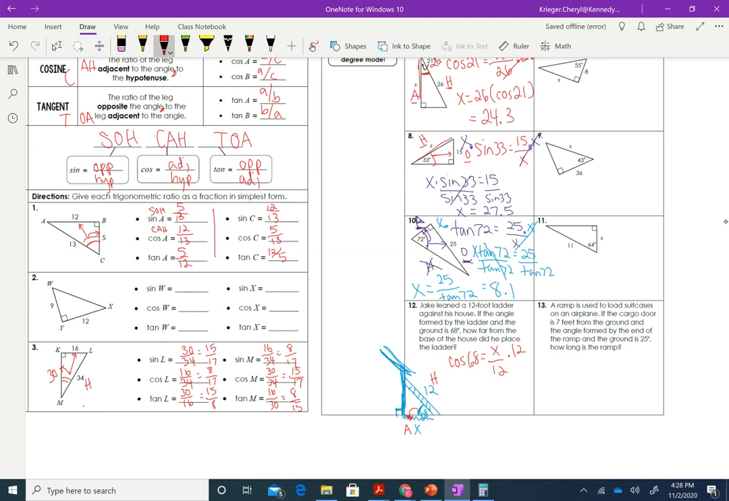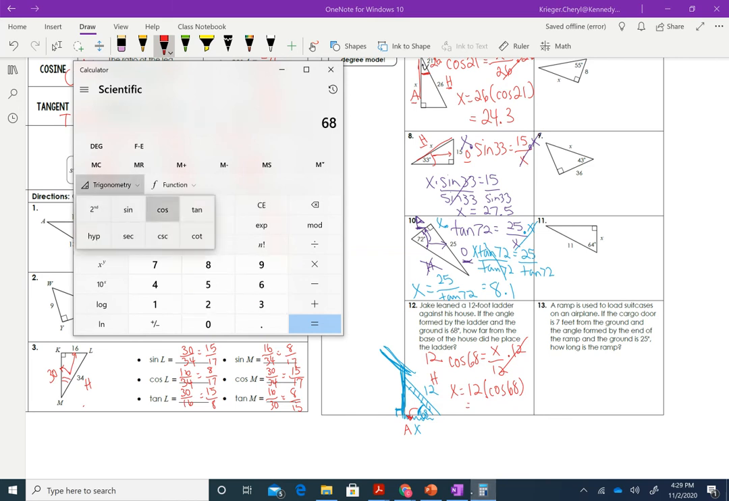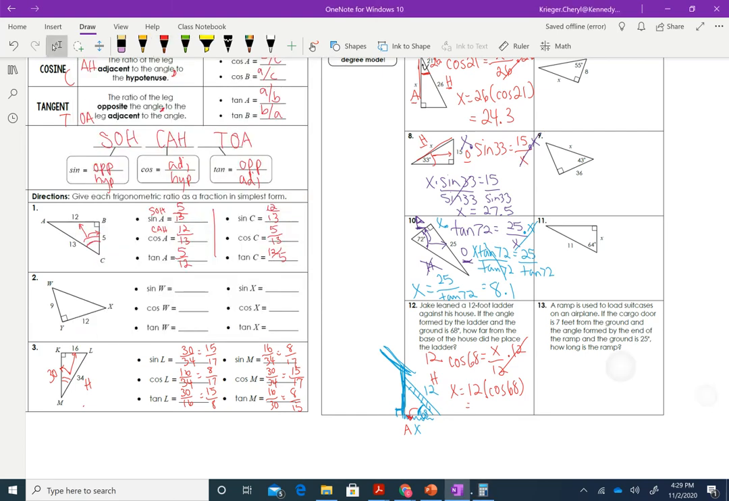Multiply by 12 on both sides, and x equals 12 times the cosine of 68. Okay, and 12 times the cosine of 68, 68 cosine times 12 is 4.495, so I'm going to say 4.5 feet. So x is 4.5 feet.